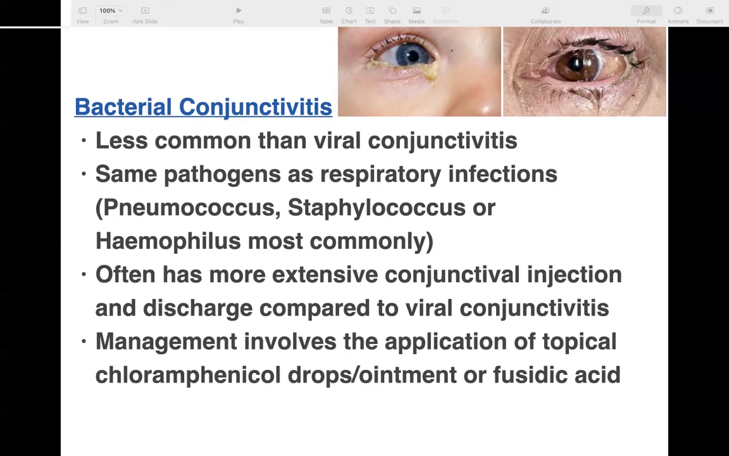The viral was conservative and symptom-relieving measures, but here the management involves the application of topical antibiotics such as chloramphenicol, the drug of choice, a broad spectrum, eye drops or eye ointment, or fusidic acid eye drops.